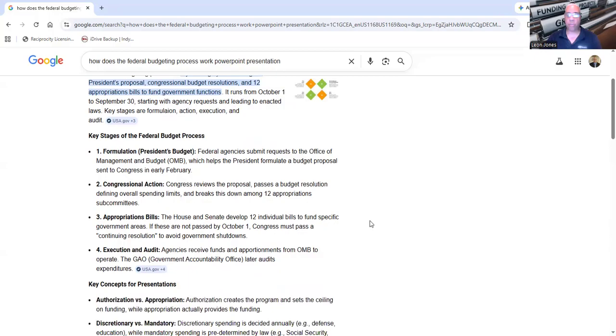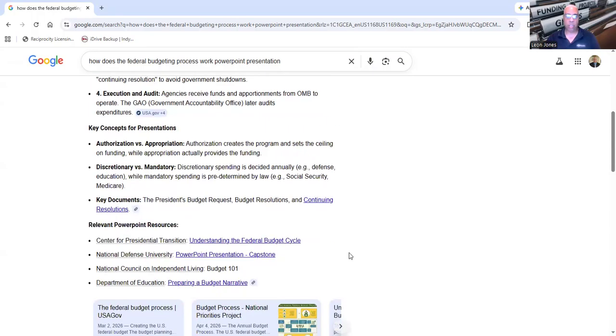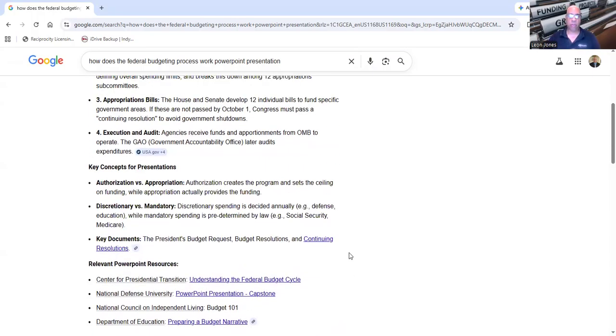And then you have your execution and audit. And that's where agencies receive funds and apportionments from OMB to operate. Then you have the GAO. The GAO is the Government Accounting Office. And what they do, they basically audit the expenditures. Now, the key concepts for presentation are you have authorization versus appropriation.